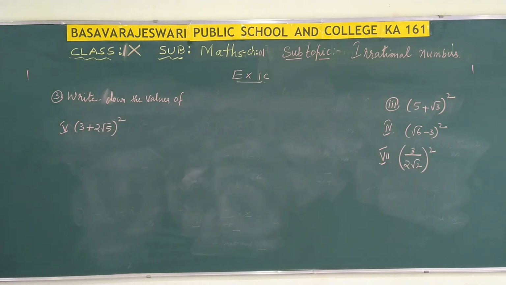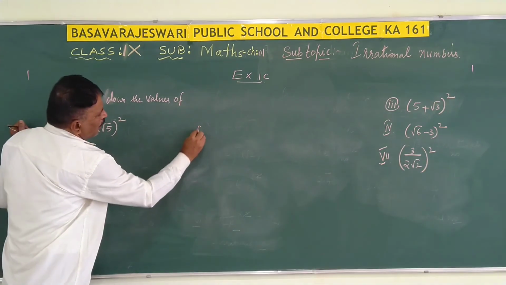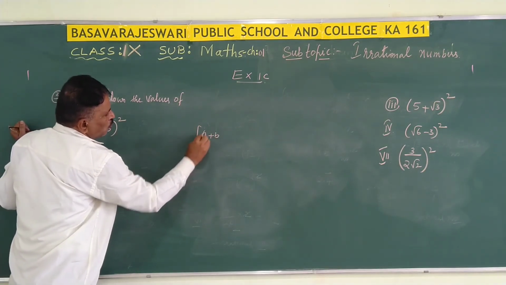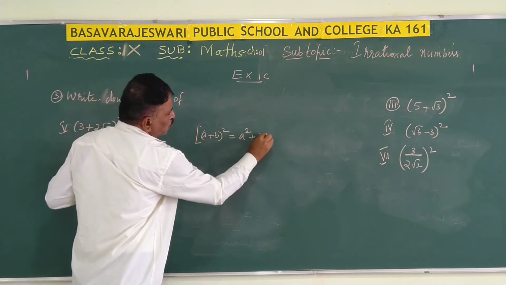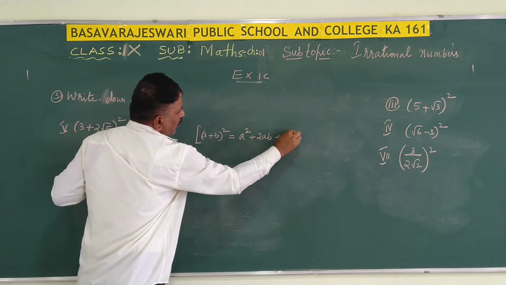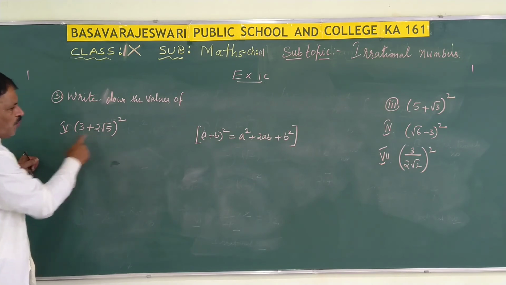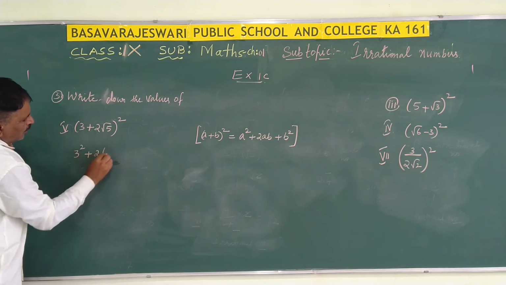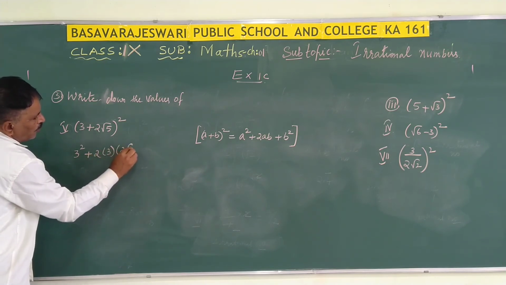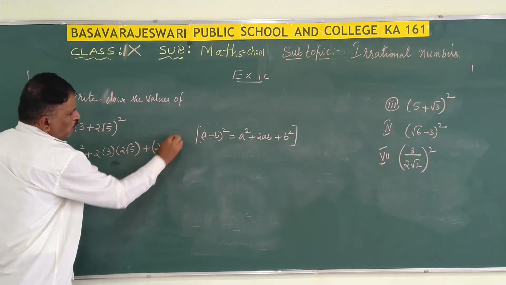So the given question, you need to expand in the form of a plus b whole square, using the a plus b whole square formula. The formula is a square plus 2ab plus b square. So that means a will be 3, b will be 2 root 5. According to that, 3 square plus 2 times a is 3, b is 2 root 5, plus 2 root 5 whole square.